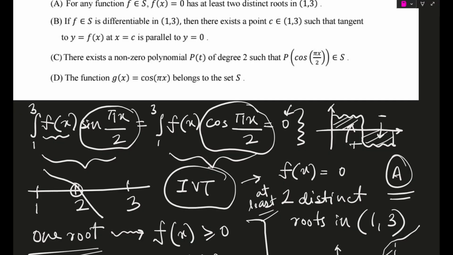Okay, so option B, if I read it out, says if f belonging to S is differentiable in 1 to 3, both open, then there exists a point c belonging to 1 to 3, both open, such that the tangent to y equal to f of x at x equal to c is parallel to y equal to 0. So let's prove this. I guess this will be easy. Wait, guys. Yeah, so f is differentiable on 1 to 3.